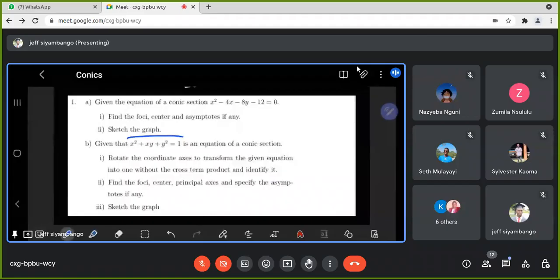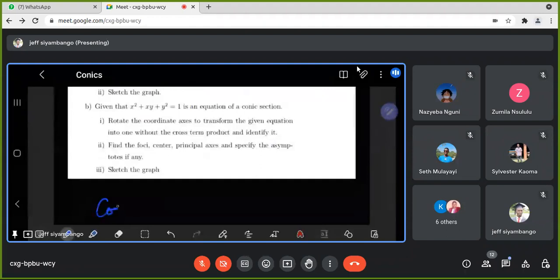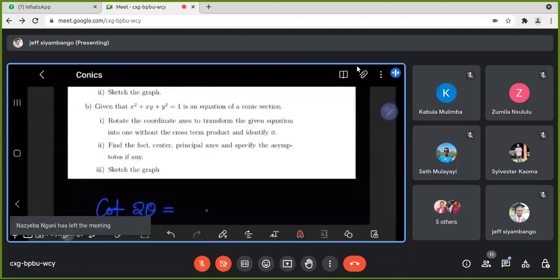So in this case, they're saying rotate the coordinate axis to transform the given equation into one without the cross product term, and identify it. So how do we do that? Just as I showed earlier on, you want to use cot, not cos. So you have cot 2 theta is equal to A minus C over B.